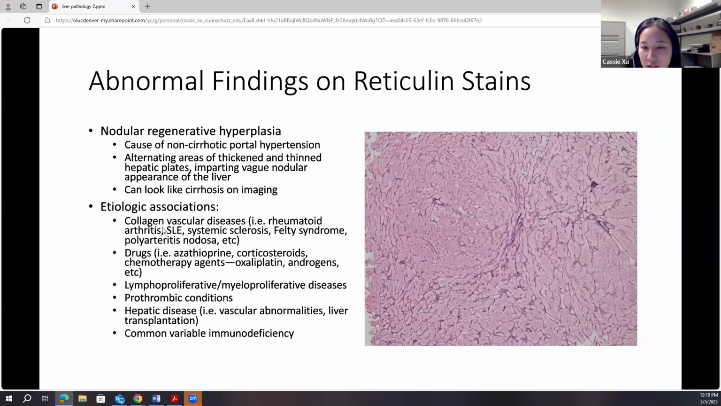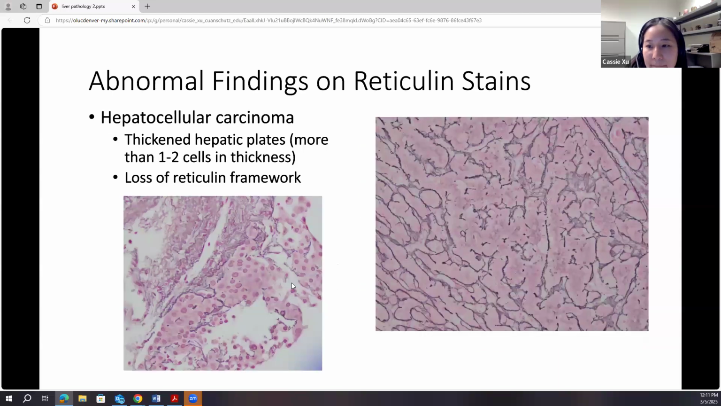Etiologic associations here would be collagen vascular diseases such as rheumatoid arthritis, lupus, systemic sclerosis, Felty syndrome, and polyarteritis nodosa. There are certain drugs that can cause this look, such as oxaliplatin, androgens, corticosteroids, and azathioprine. Also lymphoproliferative disorders, myeloproliferative diseases, prothrombotic conditions, and hepatic diseases. We can often see this in really old transplanted livers, and also in CVID.